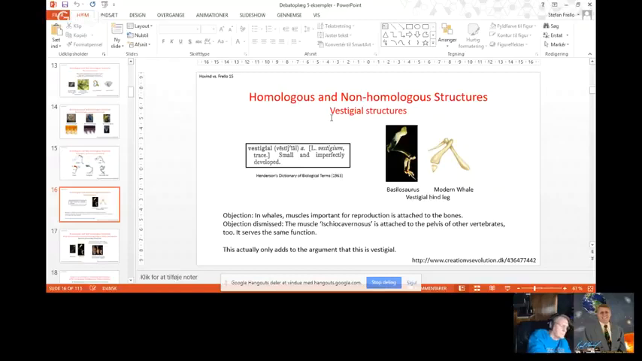Small and imperfectly developed, not necessarily without function. It can have a function and still be vestigial.